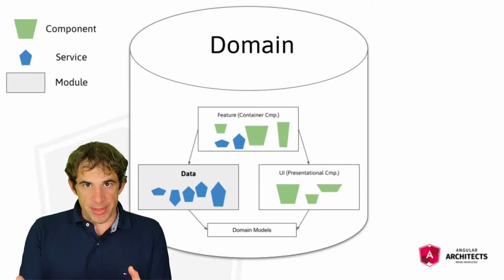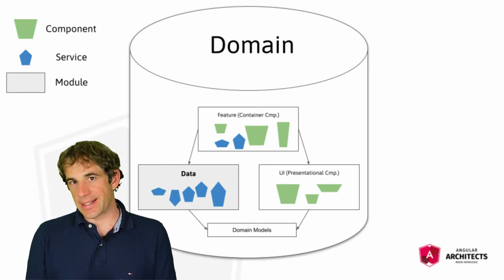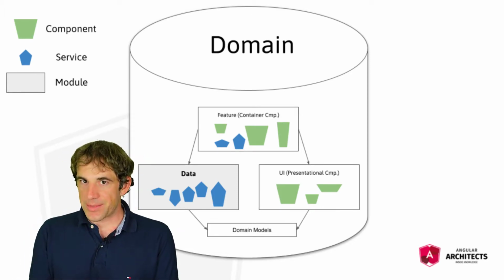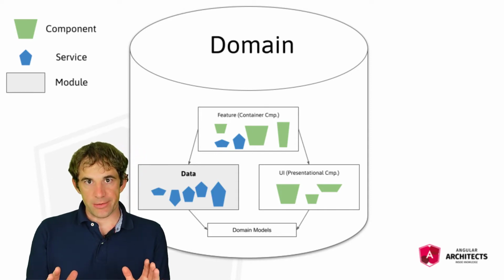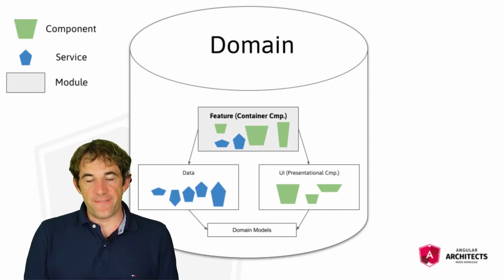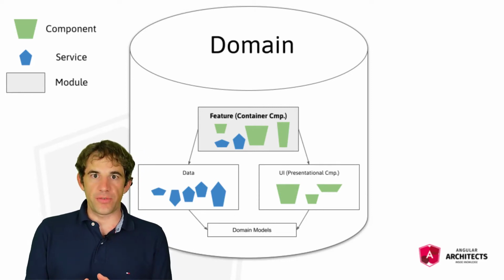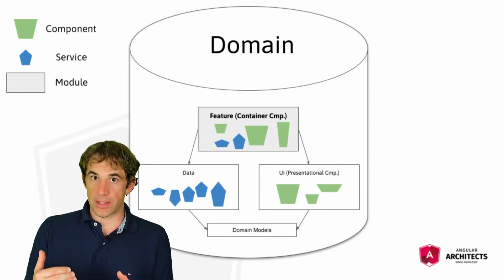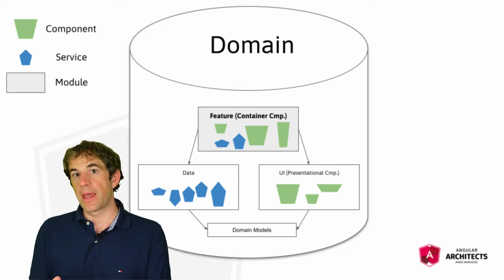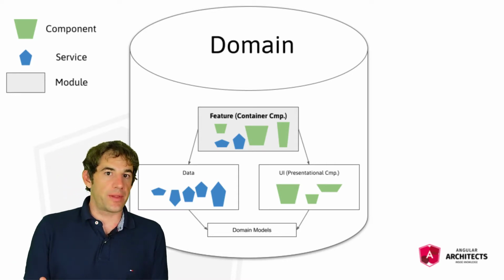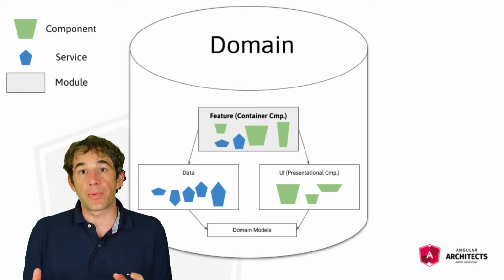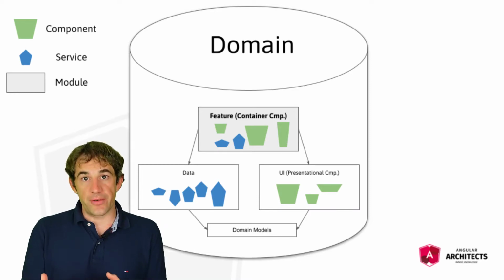This is an NgRx episode, so let's start with NgRx. The NgRx part comes into the data module, that's clear. And then we have a feature and a UI module. On the feature module, we find container components or smart components, as they are called. And in the UI module, we find the classic presentational or dumb components. So what are the differences?